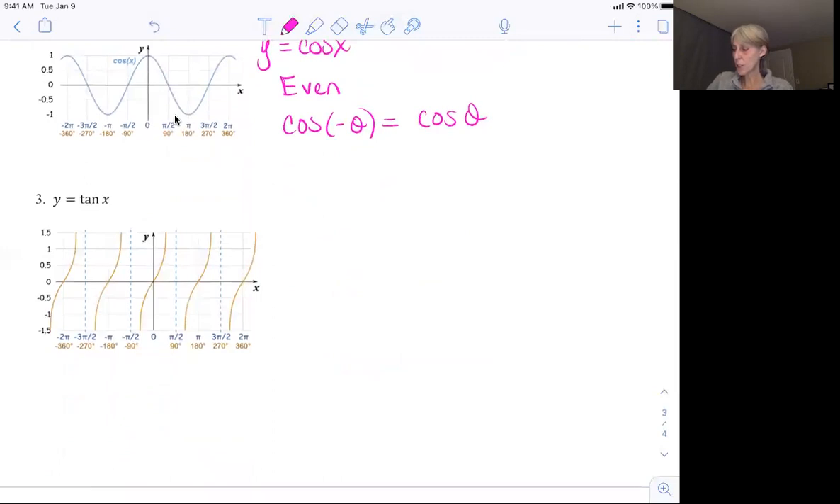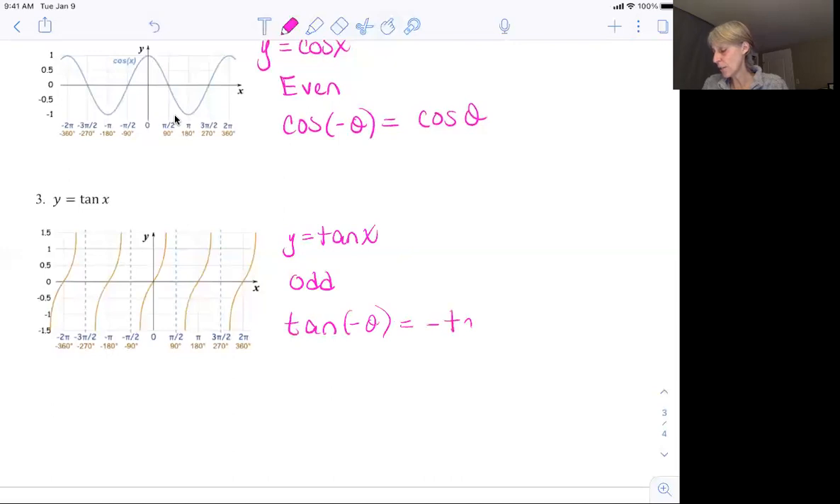And the tangent function, and I know you did not study the tangent function that much last year, but our tangent function, if we sketched it, would look like this. And you can clearly see that the tangent function is also symmetric with respect to the origin. So the tangent function is what we consider an odd function as well. So the tan of negative theta equals the negation of the tan of theta. That's how we represent it with the function notation.